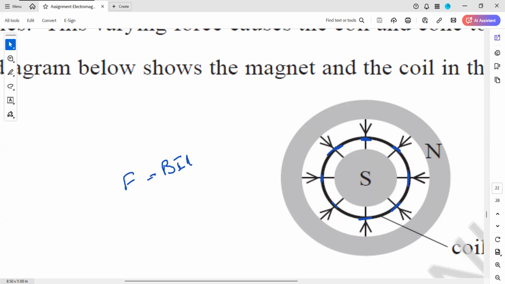The magnetic field is always perpendicular to the wire in this case, because there are small sections of the coil, and for that part it is almost 90 degrees. That's why we did not use a specific angle θ. We use θ to be 90. So a small section of the wire is perpendicular to the magnetic field. As a result, we use F = BIL.